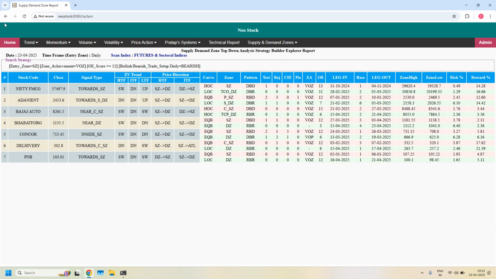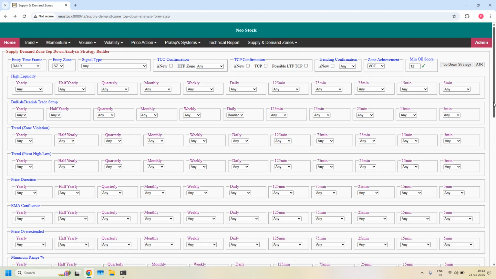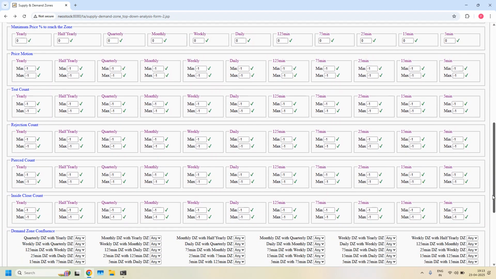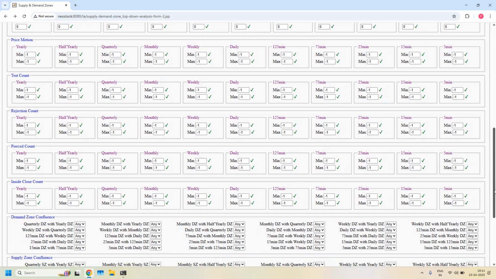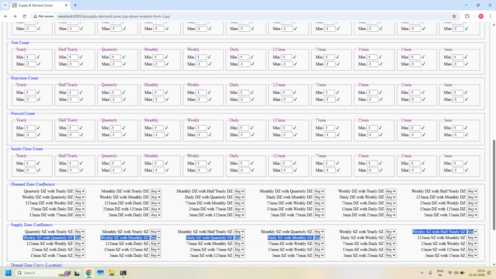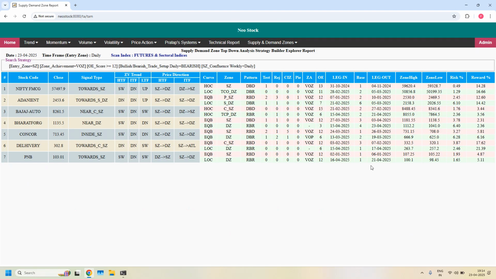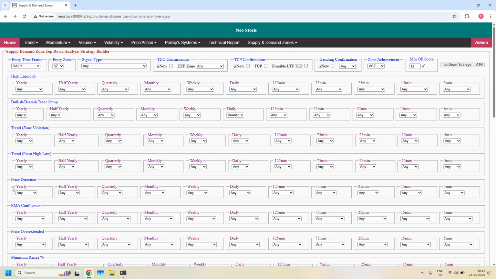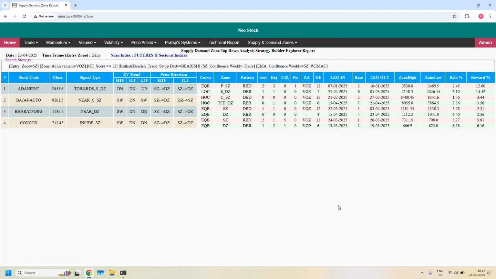Let's further filter based on the zone confluence. First filter, LTF, ITF supply zone confluence, that is a daily supply zone with weekly supply zone confluence. We got 7 stocks. And weekly trend is down. Let's filter weekly supply zone having weekly EMA confluence. So 4 stocks are filtered. They might have a higher probability of success.